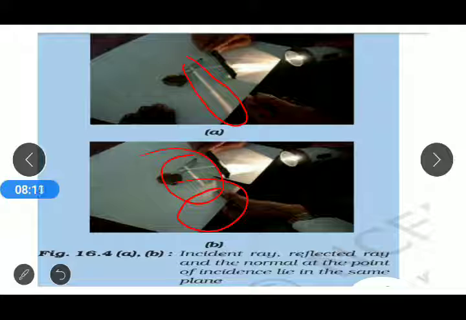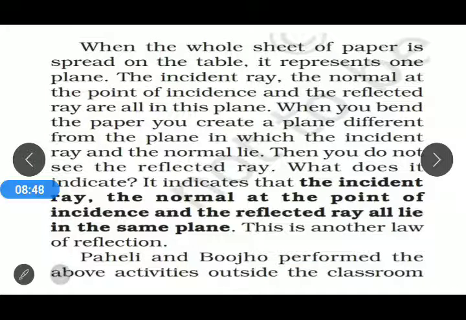the incident ray, reflected ray, and the normal at the point of incidence lie in the same plane. Same plane means that the source of light and the reflecting surface all should remain in the same plane. Otherwise the incident ray and reflected ray will not remain in the same plane. So from this activity we conclude that the incident ray, reflected ray, and the normal lie in the same plane. This is called the second law of reflection.